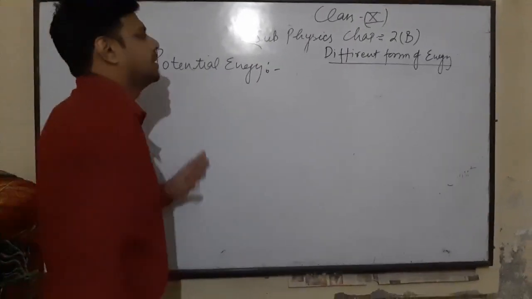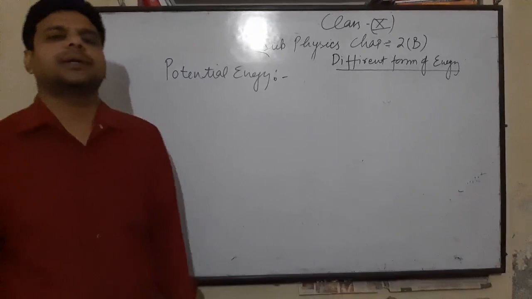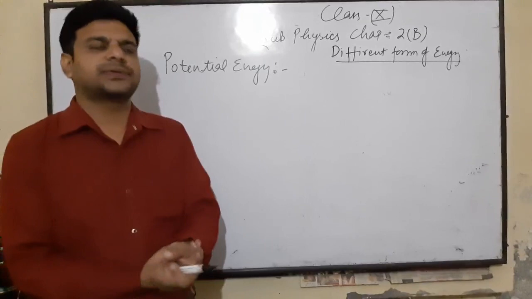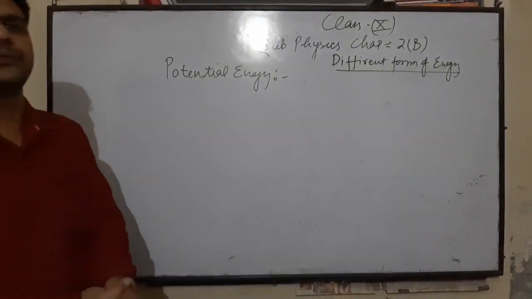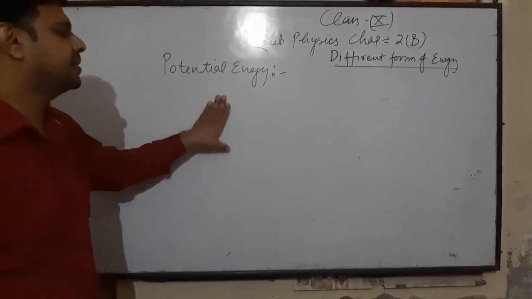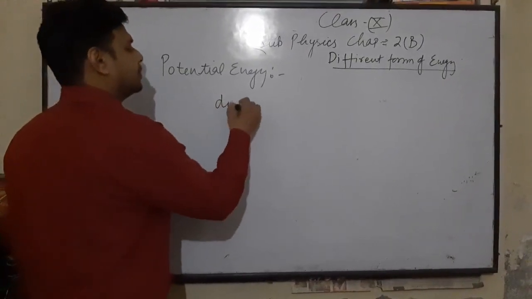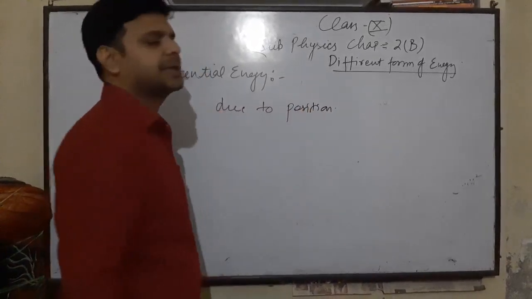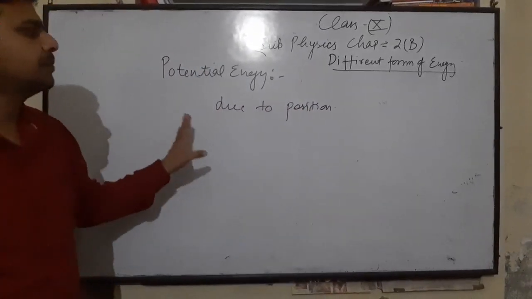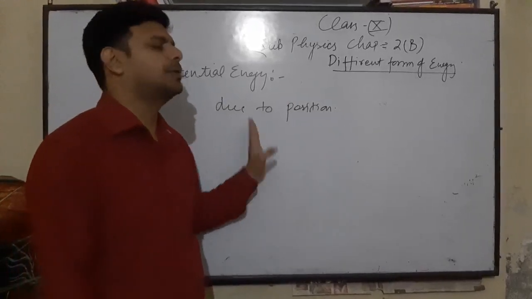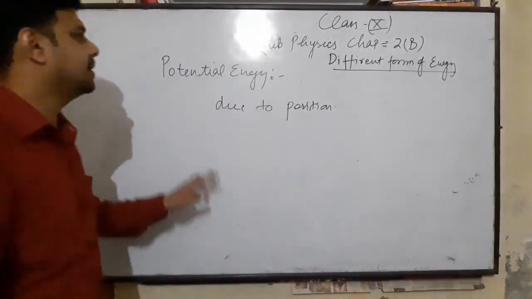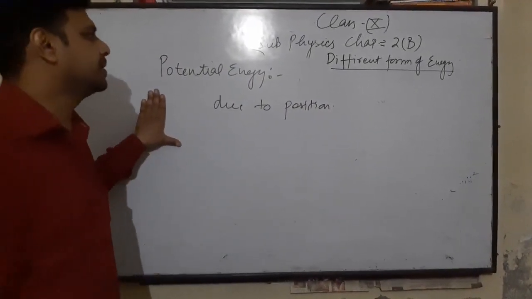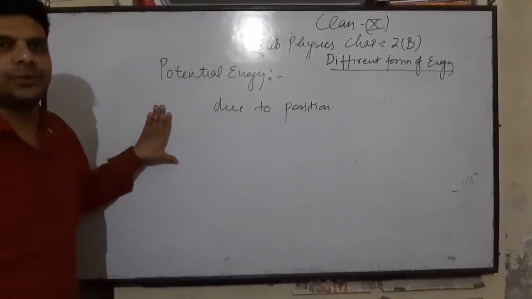As we know, the kinetic energy is due to speed. If an object is moving with some speed, then it possesses some kinetic energy. Kinetic energy is due to speed. Now, potential energy is the energy due to position, a particular position or orientation. The energy due to position or orientation is called potential energy. It is the work done by an external agent in giving a particular position to an object.